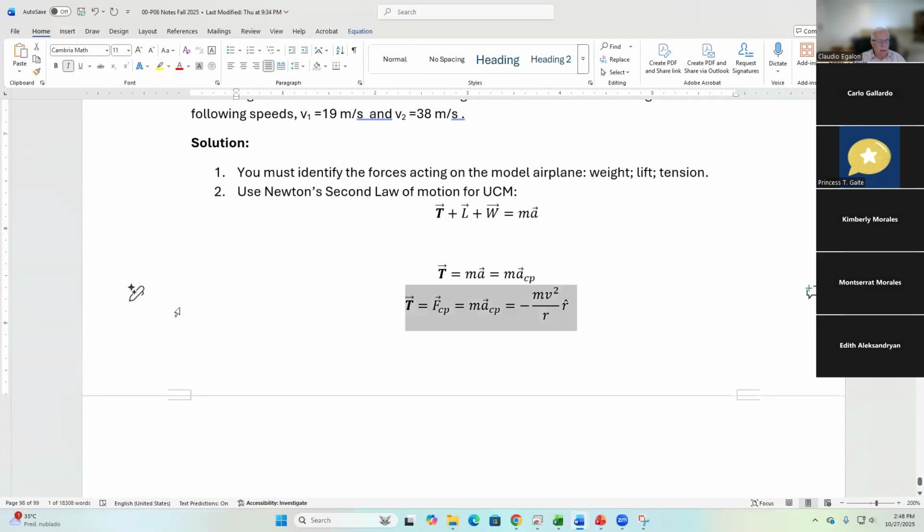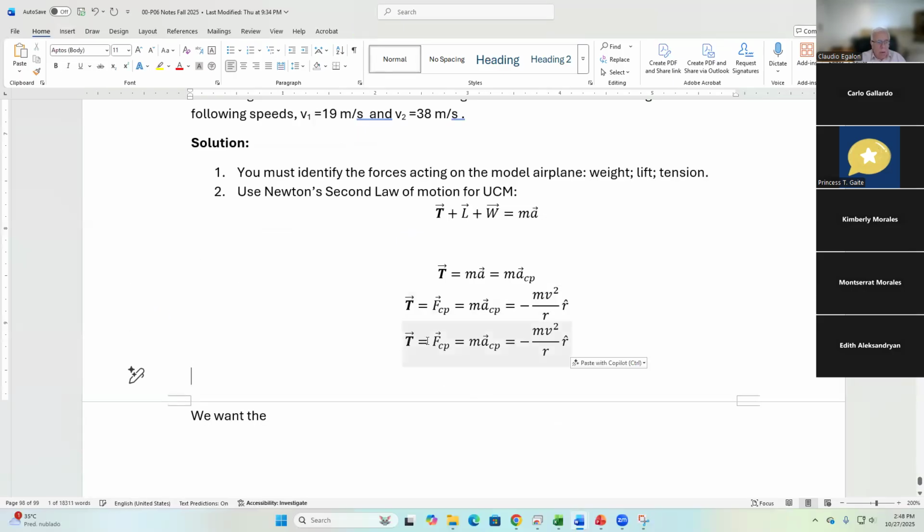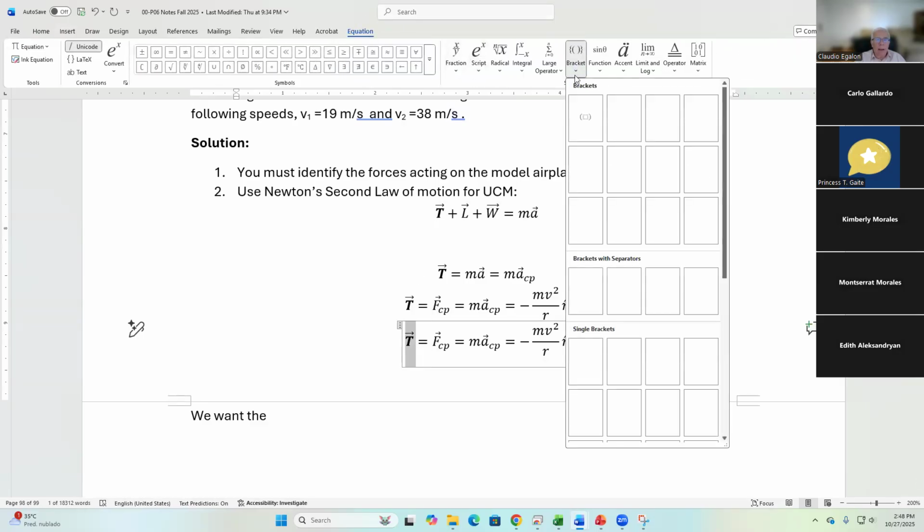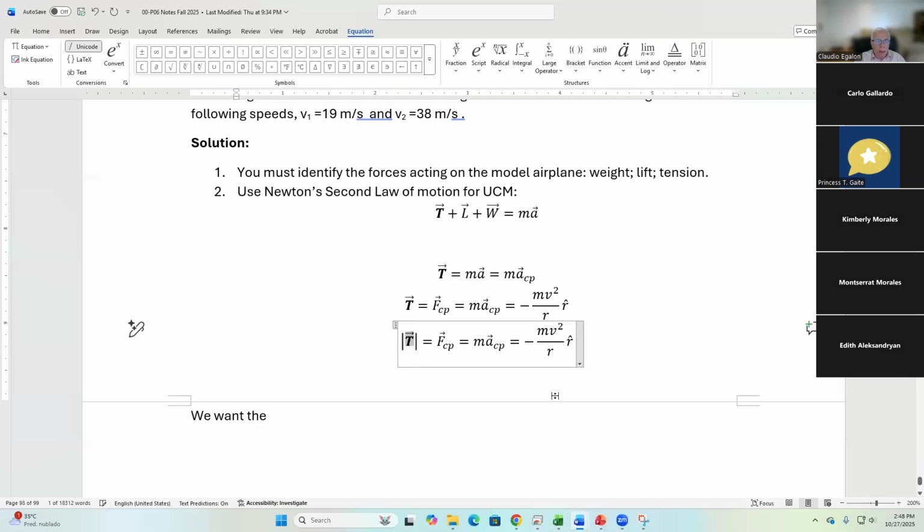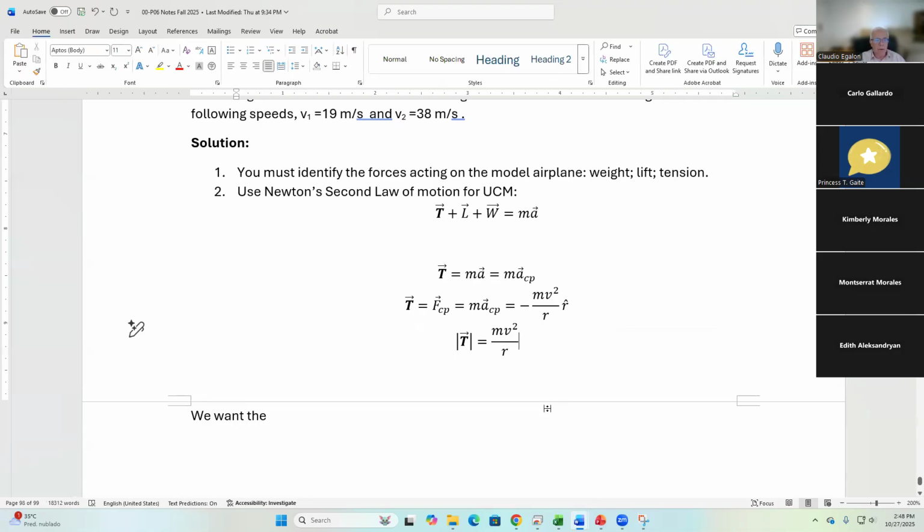we want the magnitude of the tension for two different conditions, okay? Let me just write here the tension, and I'm going to put a magnitude right here. When I put a magnitude, I can drop the negative, right? And this unit vector is 1, that's the magnitude. We want the tension for two different speeds, right?